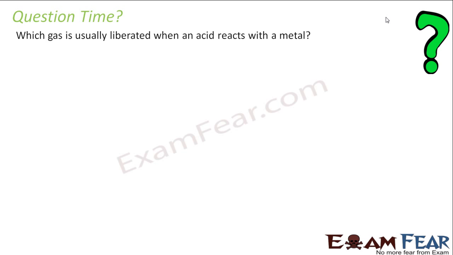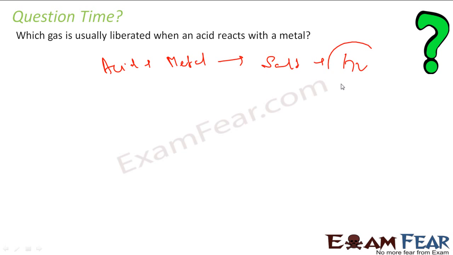Which gas is usually liberated when acid reacts with metal? We know that acid plus metal gives nothing but salt plus hydrogen. So hydrogen gas is my answer, right? Because hydrogen gas is the gas which is liberated when acid reacts with metal.